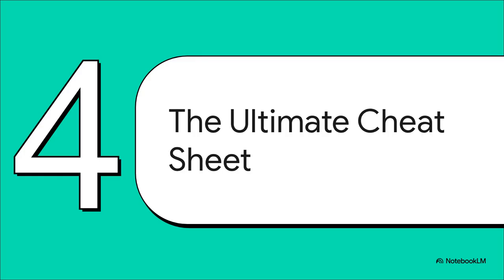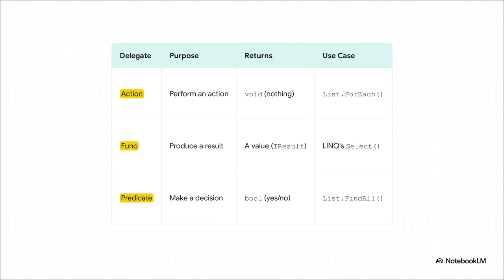Okay, let's put a bow on this. We're going to wrap it all up with a quick cheat sheet to really nail this down and give you a clear reference you can use in your own code. So here you have it, all laid out side by side. Action is the doer. It performs a task and gives back nothing. Func is the producer. It does some work and returns a result. And Predicate is the judge. It's a specialized Func that makes a simple yes or no decision.